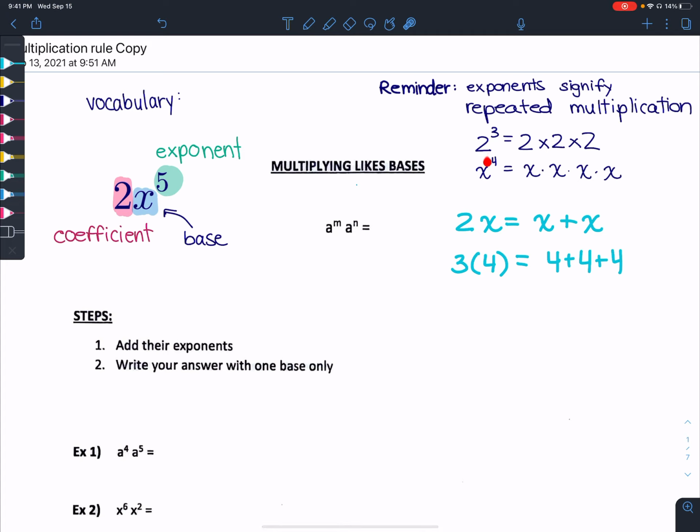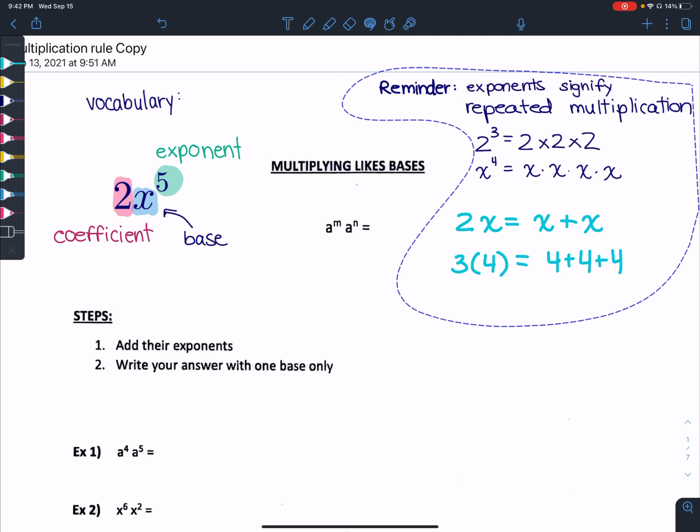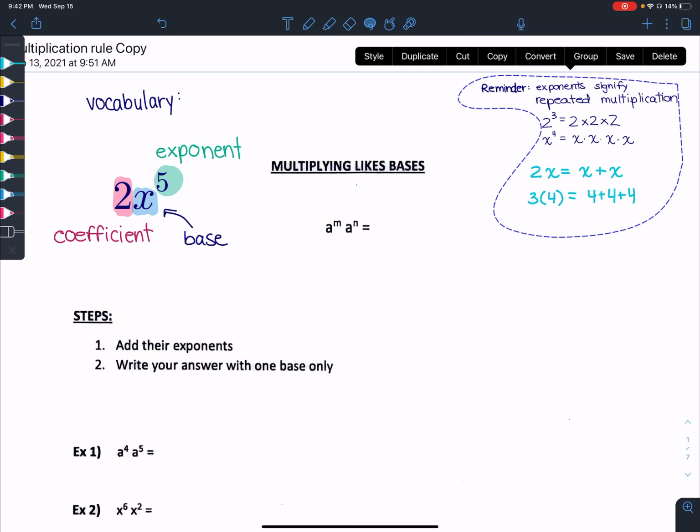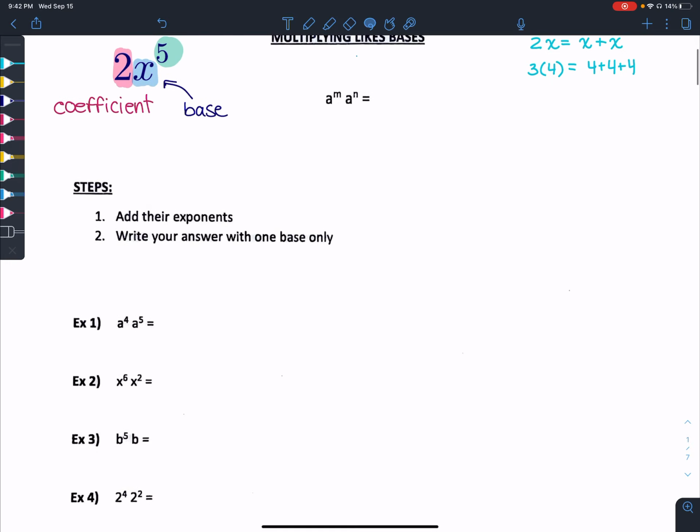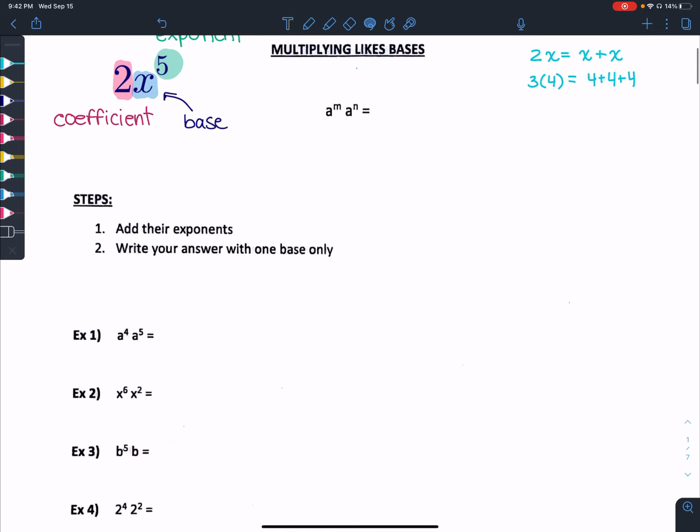When you have an exponent, you are repeating your multiplication. And when you have a coefficient, you are doing multiplication, which means you are repeating addition. A couple of things to remember, but the more you use it, the more it'll stick. Now we're going to get right into it and look at some multiplying.